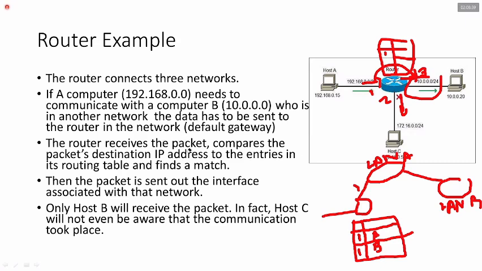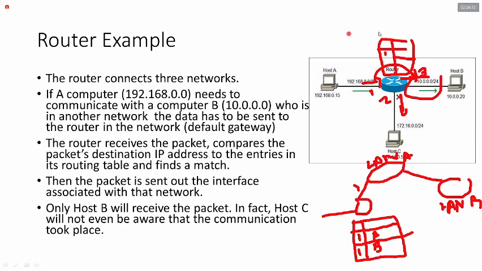The router receives the packet, compares the packet's destination IP address with the entries in the routing table and finds a match. Then the packet is sent to the interface associated with that network. In this example, this packet will be sent only to this side, not to this one. So B will get the message, but C will not even know that communication has happened. So routers look at the IP addresses and try to find a match for which port to go to according to the routing table, and make a decision where it should go.